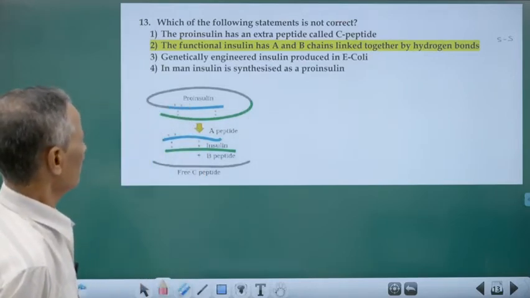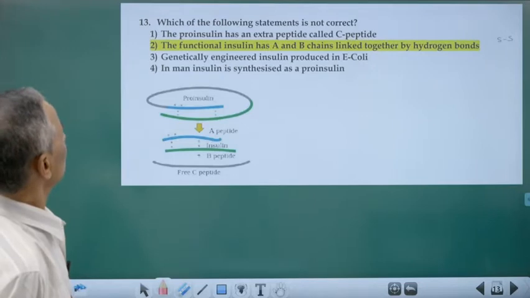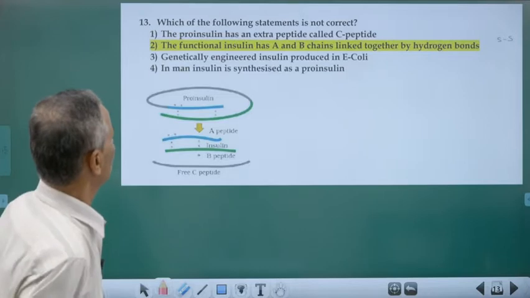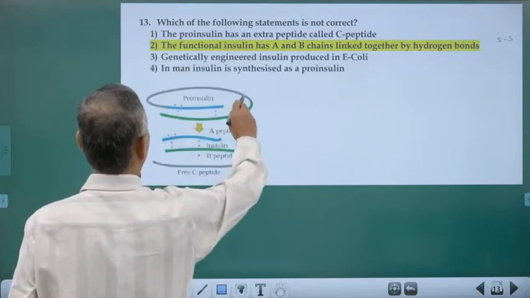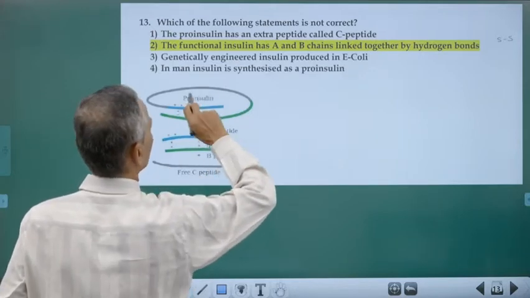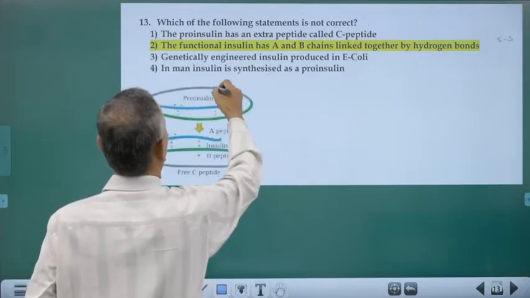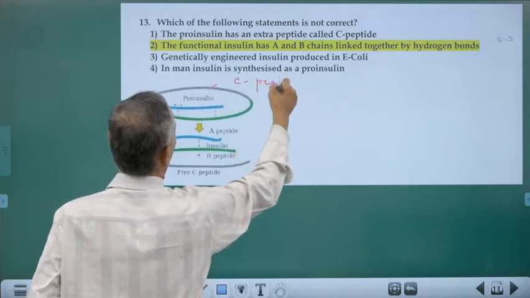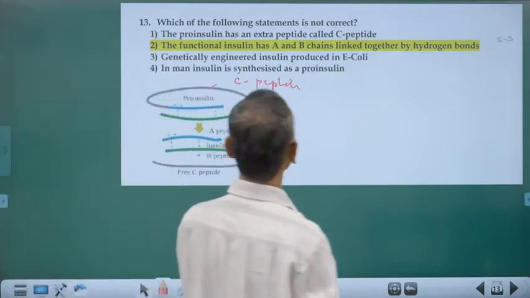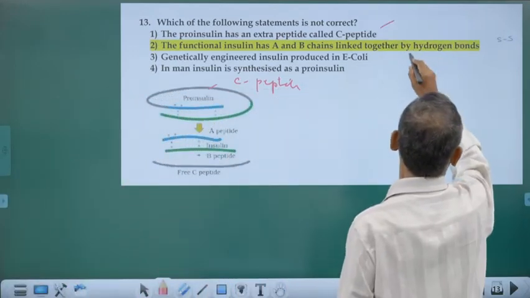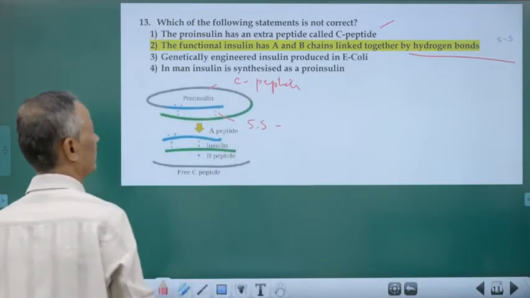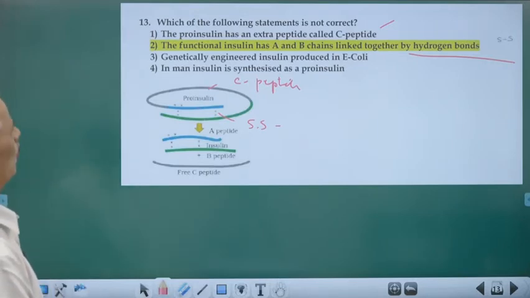And actually this is a question from the next chapter. Which statement is not correct? Proinsulin has an extra peptide. See, proinsulin has three parts: the first part, the last part and the middle part. The proinsulin has an extra peptide called C-peptide. This is removed during maturation. That's the correct statement. The functional insulin has A and B chains linked together by hydrogen bonds? No, disulfide bond, S-S bond, disulfide bond. It is not a hydrogen bond.